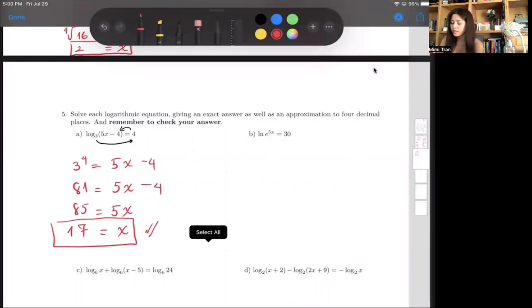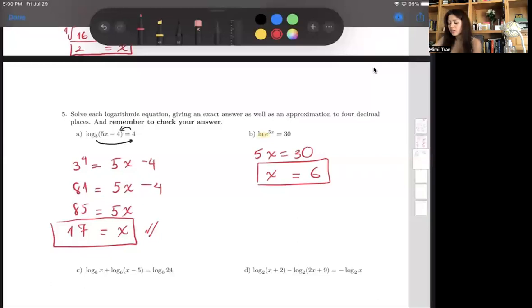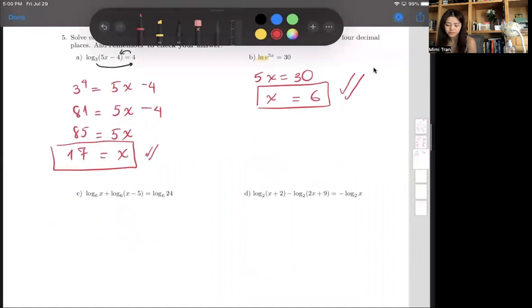This one, ln of e to the 5x equals 30. ln e is 1, so that cancels. So just 5x equals 30. Divide both sides by 5, x equals 6. And again, you can check it yourself. And it checks.